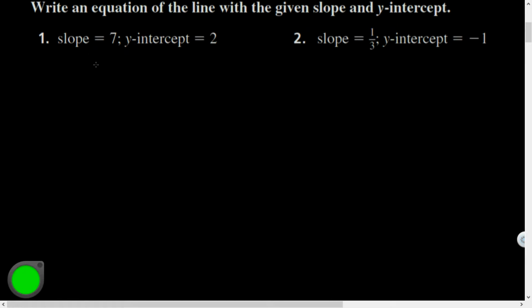Let's see. So Kayla, they said the slope is 7. What does that mean for my line? Is that y, is that x, is that m, or is that b? Right, 7 is going in the m slot. I agree. All right, they said the y-intercept is 2.